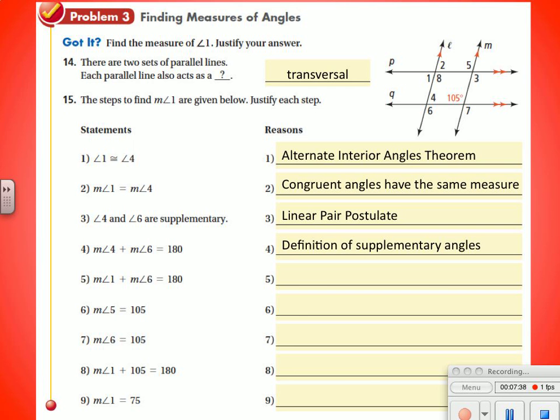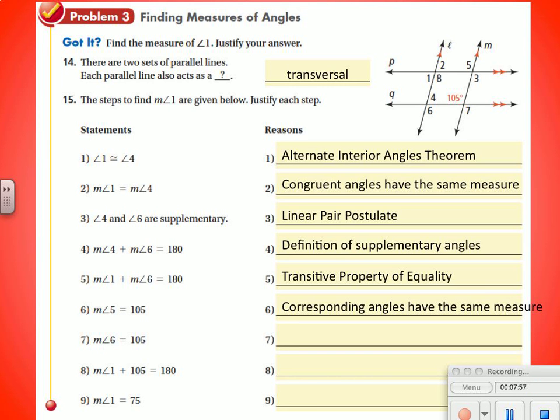So the definition of supplementary angles tells us that the measure of angle 4 plus the measure of angle 6 equals 180. Since the measure of angle 1 in step 2 equals the measure of angle 4, I can use substitution, or the transitive property. Measure of angle 1 equals 4, 4 equals 6. So I can say the measure of angle 1 plus the measure of angle 6 equals 180.